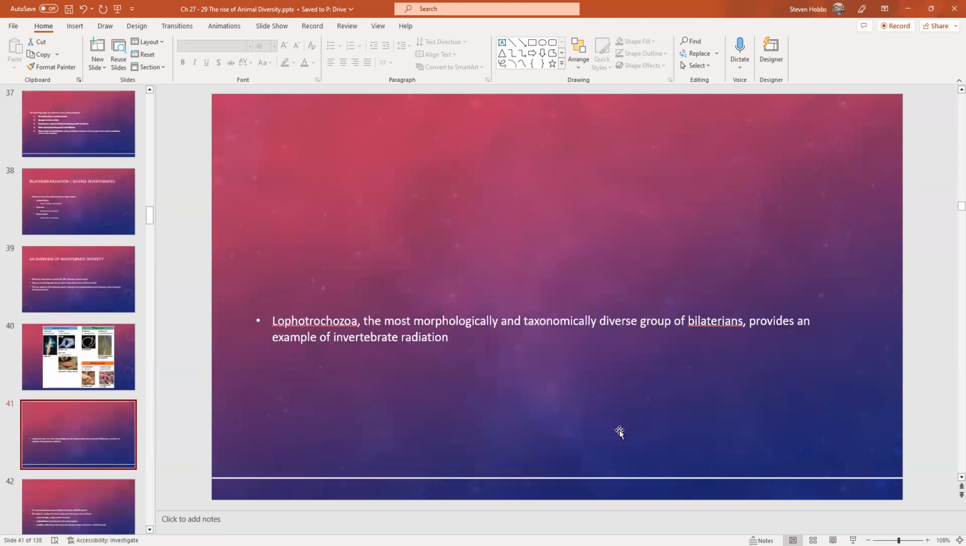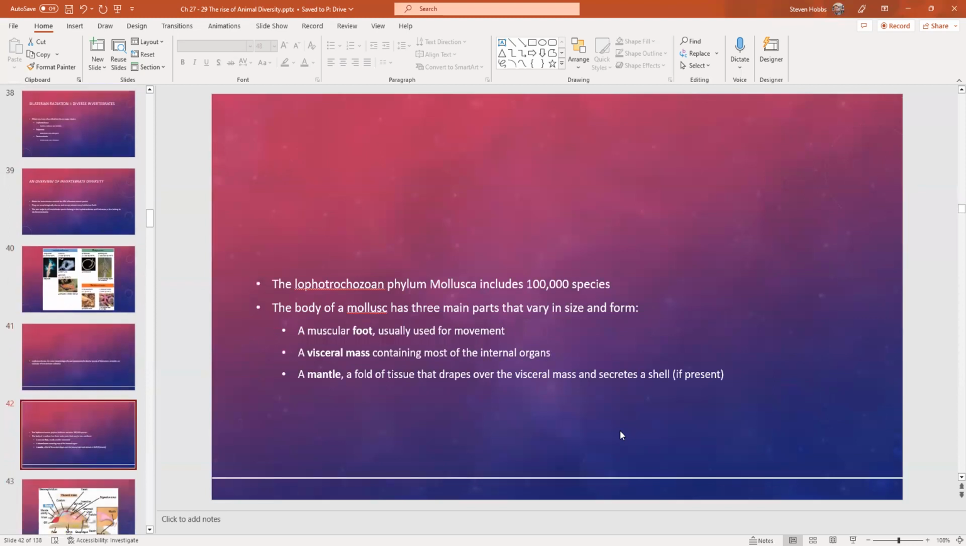Lophotrochozoa are the most morphologically and taxonomically diverse of all of the bilaterians. So they provide most of the invertebrate radiation. The phylum Mollusca is going to involve somewhere around 100,000 species or so. And the body of a mollusk has 3 main parts. It has a muscular foot that's used for movement, a visceral mass that contains the internal organs, and a mantle. The mantle can secrete a shell if it's present to do so.